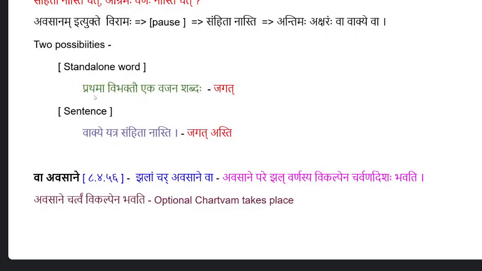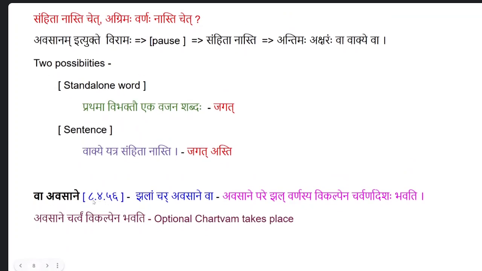The example would be Pratama Vibhakti Ekavachana Shabda. For example, Jagat. There it is a standalone word. In a sentence, Vakya Yatra Samhita Nasti, because there is no samhita, where the sandhi is optional, I have decided not to make a sandhi. So that means there is no samhita, like Jagat Asti. Now what happens in such a condition? So there is one sutra, Va Avasane. The sutra number is 56.